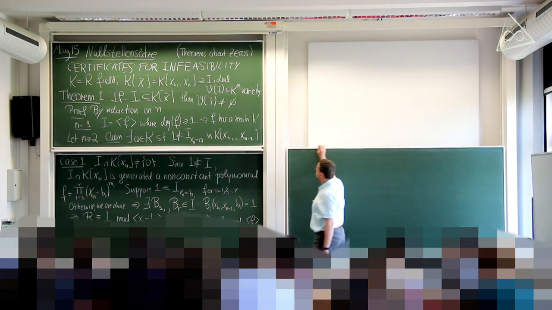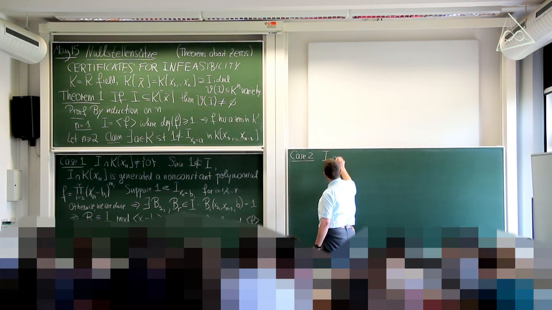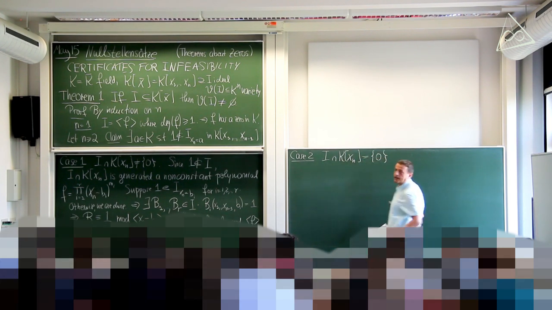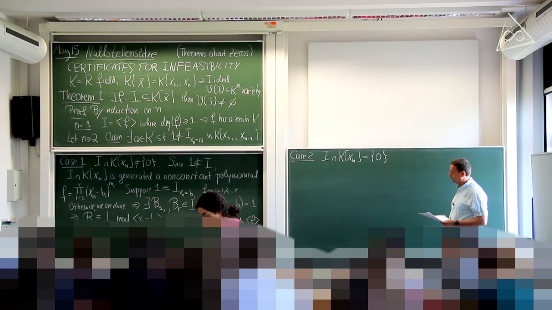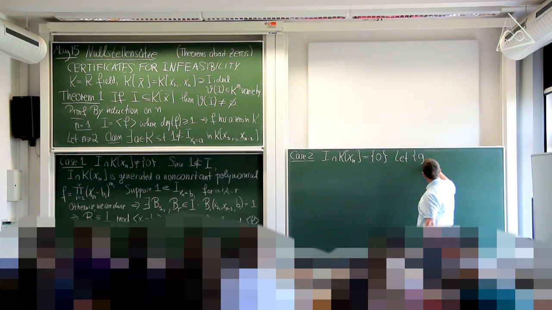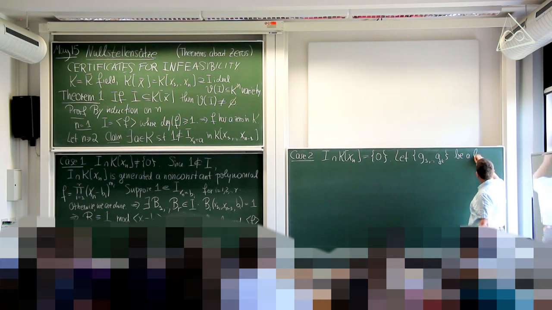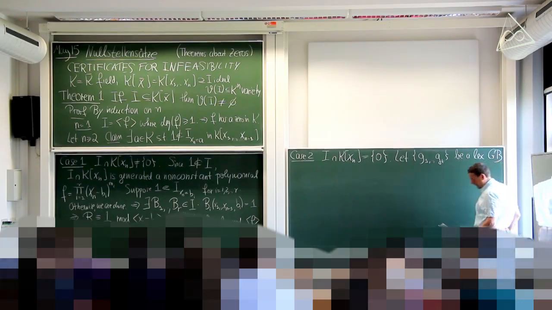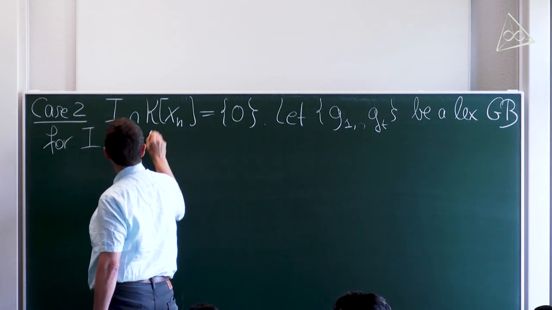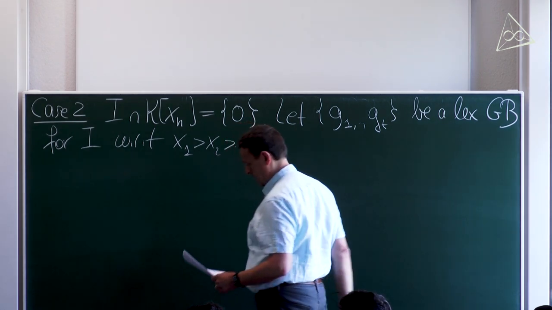Let's do case two. So case two is that it is the zero ideal. Here we're going to use a nice Gröbner basis argument using a lexicographic term order. So suppose we have a Gröbner basis G1 up to GT, a lexicographic Gröbner basis for the ideal we're interested in with respect to the variable ordering where X1 is the biggest, and then Xn is the smallest.